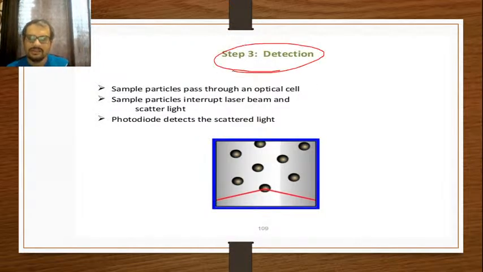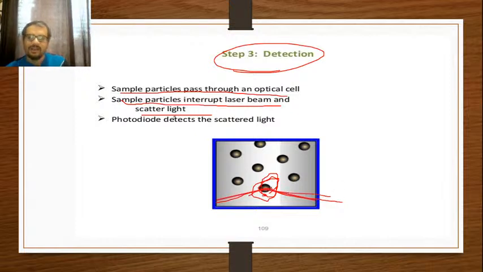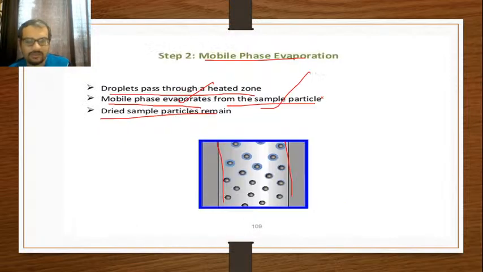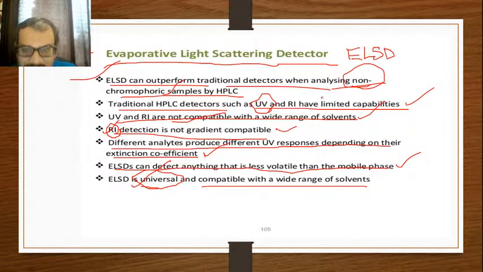And in the third stage, sample particles pass through the optical cell. Remember, as they pass through the optical cell, the sample particles interrupt the laser beam and scatter the light, because these are now small solidified particles. These have the capacity to scatter the light, and the amount of light scattered can be detected by the photodiode detectors. This forms the basis of your ELSD, evaporative light scattering detector.